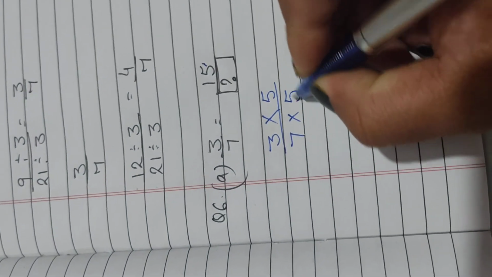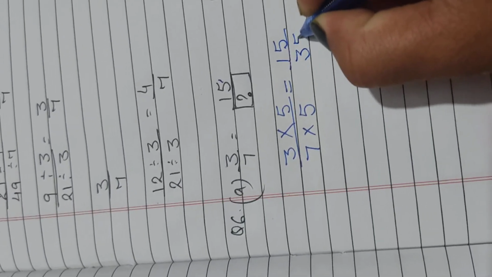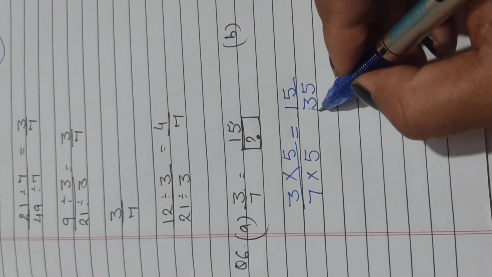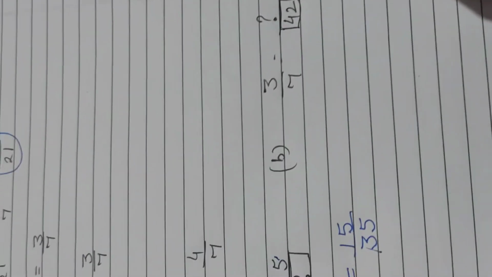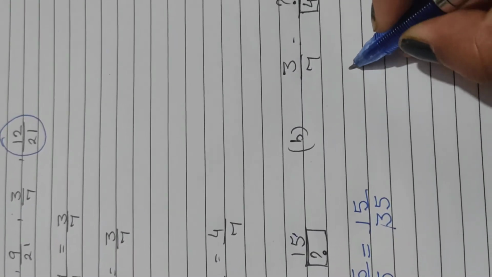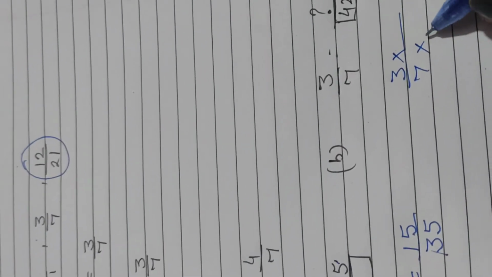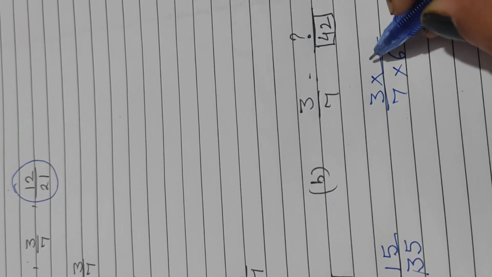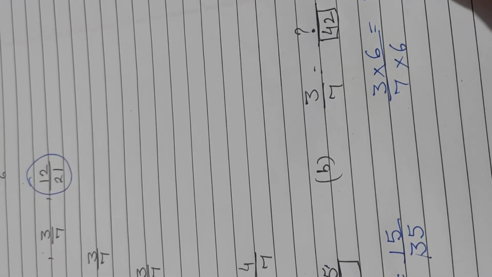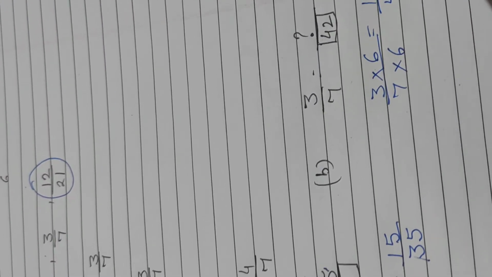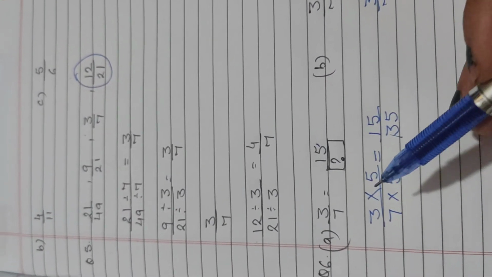That means the denominator will also be multiplied by 5. So this will be 15 and this will be 35. So your fraction will be 15/35. Now you need the equivalent fraction of 3/7 where the denominator is 42. So 3/7, in the table of 7, where does 42 come? 6. So if I am multiplying the denominator by 6, then I have to multiply the numerator also by 6. So 3 6s are 18, 7 6s are 42. So you got your answer. This is the way we find our answer, by multiplying numerator and denominator by the same number.